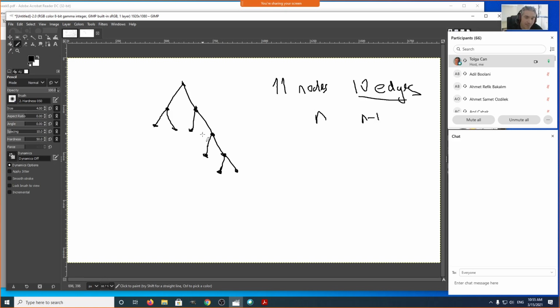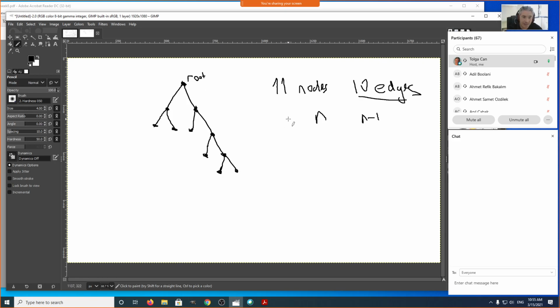And there is a unique simple path between any two of these nodes. These are the leaf nodes, and these are called the intermediate nodes. There are 5 intermediate nodes and 6 leaf nodes. So this is a binary tree because each intermediate node has 1 to 2 children. If it has 0 children, it's a leaf node. Nodes with no descendants, no children, are called leaf nodes. And when we draw the tree like this, we designate this one as the root node. So this is a rooted tree.